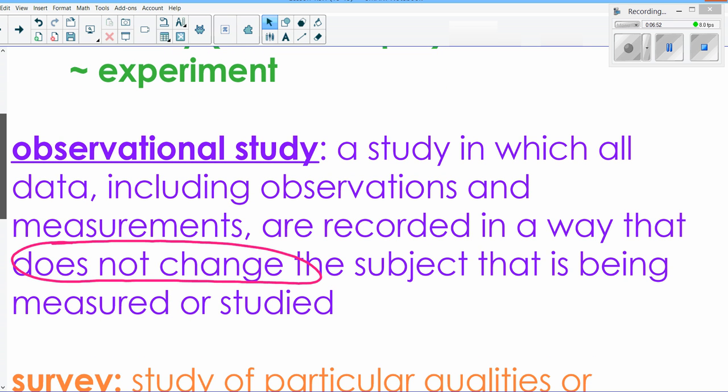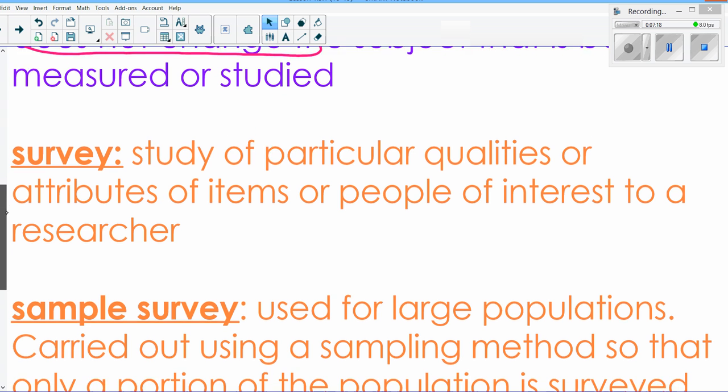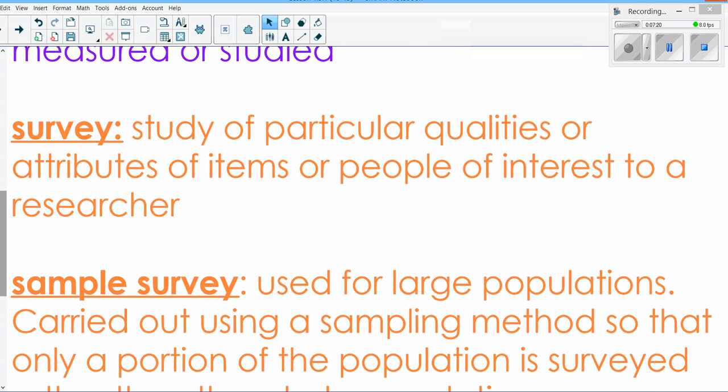An observational study is a study in which all data, including observations and measurements, are recorded in a way that does not change the subject that is being measured or studied. I would underline or highlight that does not change. So an observational study means that you are observing. You are not interacting, you're not changing, you're observing and watching. That's it.